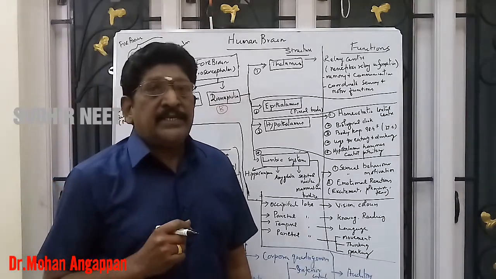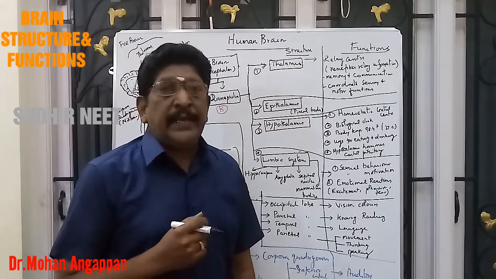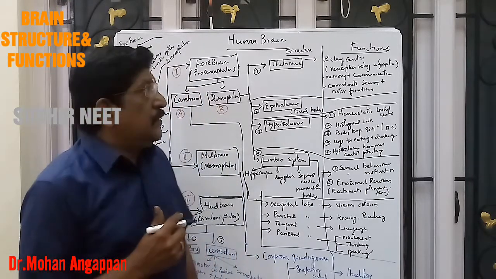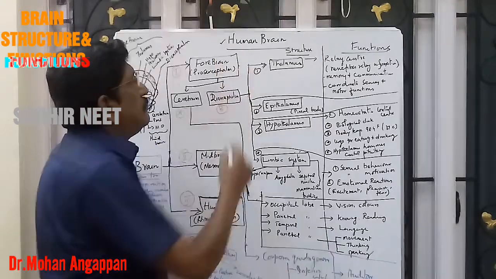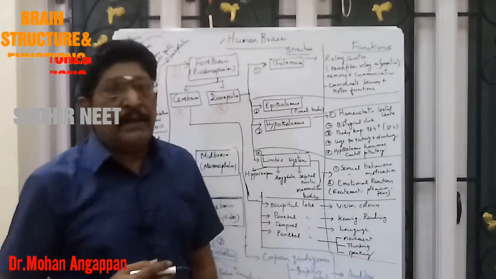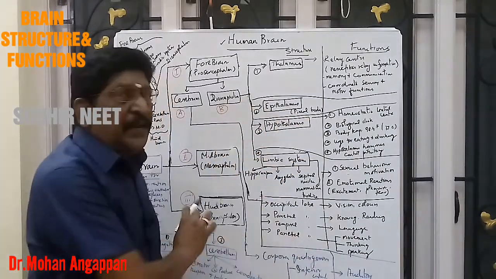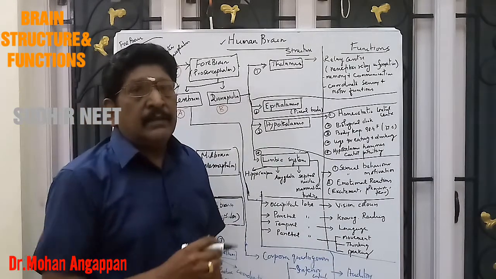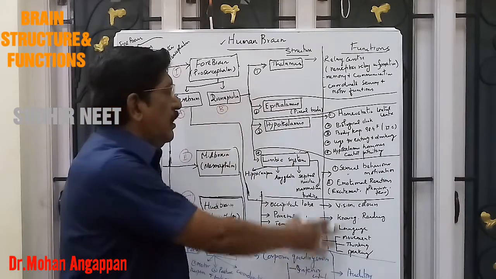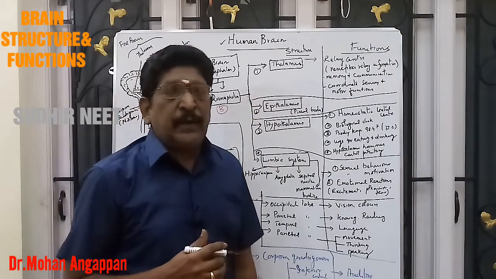Today let us take up another important chapter or area in neural coordination: the human brain, its structure and function. I have classified everything from the NEET point of view. The structure of the brain and the function of each structure, I have classified and tabulated, and I will explain.